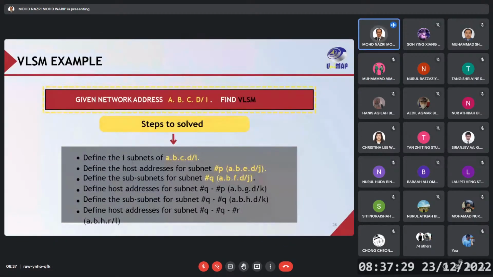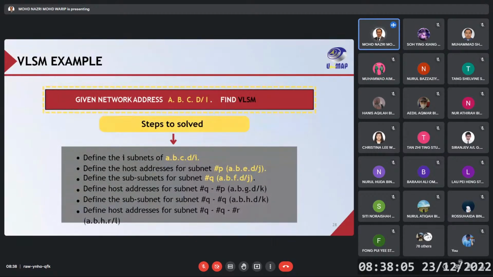Okay. Secondly, we need to define host. In this case, for subnet P. Subnet P means VLAN, VLAN 1 or branches. In this case, branches P. Again, for this one, a.b.c.d/j. J means you already do a VLSM. And also you can define the subnet, maybe subnet Q, another subnet.